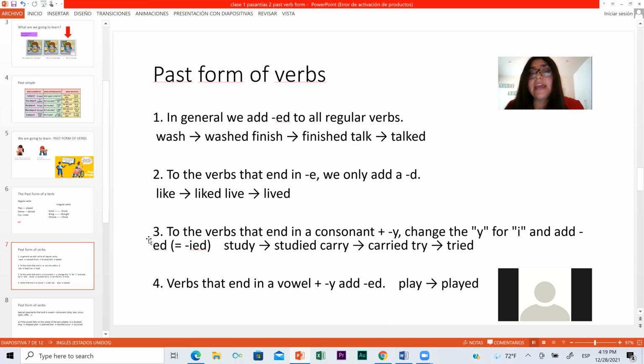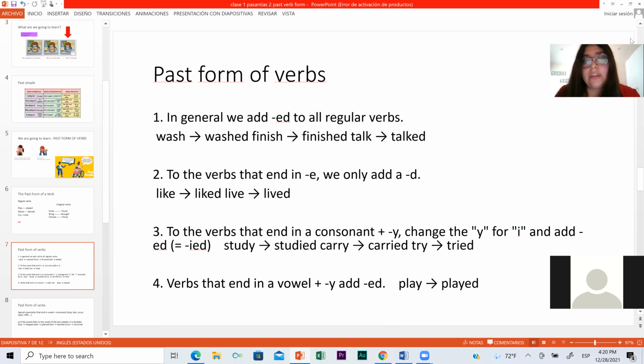The third rule is for the verbs that end in a consonant and a Y. We change the Y for I-E-D. For example, in study, we can see this word. This is a consonant, and here is the Y. We change the Y for I-E-D. So study, studied. Carry, carried. Try, tried. Verbs that end in a vowel plus Y add ED. Here in play, there's a vowel, and here a Y. So we don't replace the Y with I either, we only add ED.